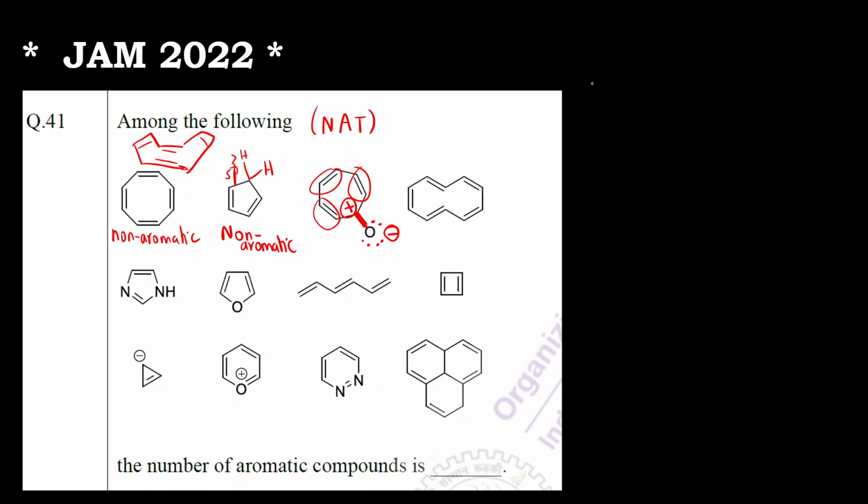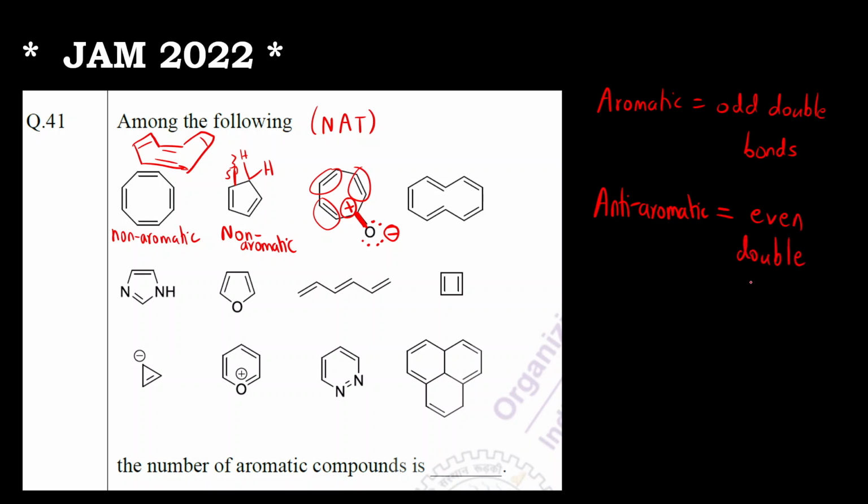6 pi electrons. As I told you earlier, what is the shortcut to finding out the aromatic compound? It should have an odd number of double bonds. If it has an odd number of double bonds, then it will be aromatic. And for anti-aromatic, it should have an even number of double bonds. If the molecule has an even number of double bonds, then it will be anti-aromatic. And one more thing, a negative charge means that it comprises 2 electrons, so this we can consider as one double bond. Now let us see. There are 1, 2, 3, 3 pi bonds, so it will be aromatic.